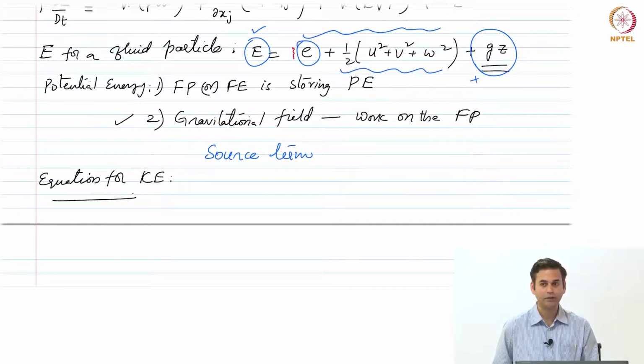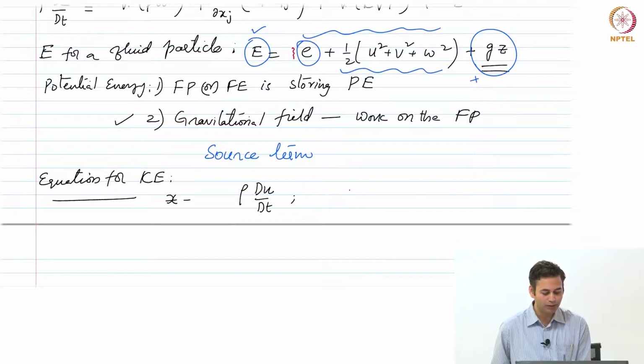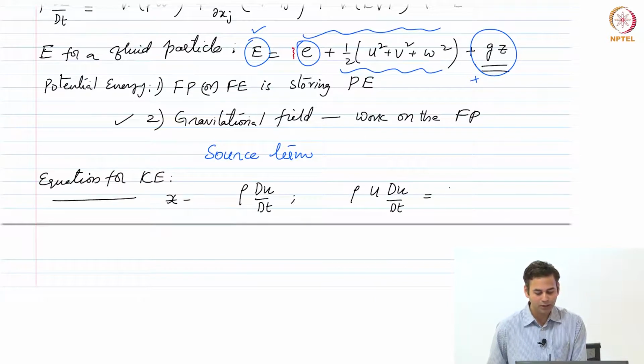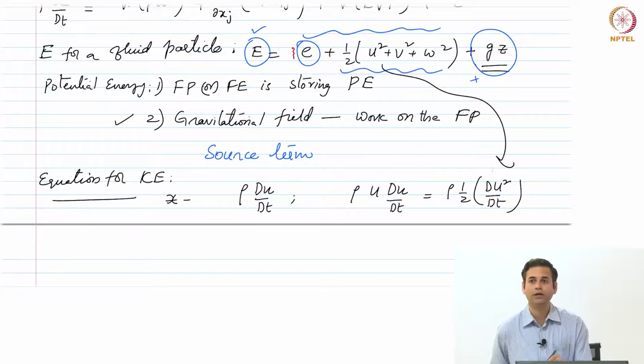How do I get an equation for kinetic energy? Essentially it is straightforward. You take the momentum equations, which you already know. For example, if you take the x momentum equation, the term on the left hand side is rho times du/dt. So I can multiply this with u and write it as rho times u times du/dt, which is nothing but rho times half of d(u squared)/dt. So we got one term of this equation.